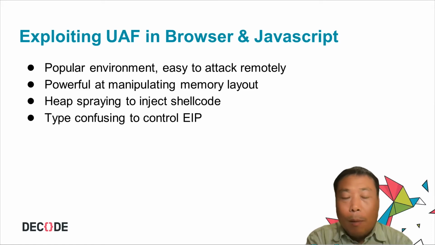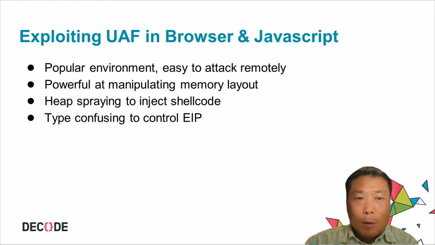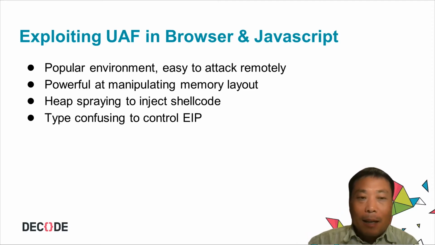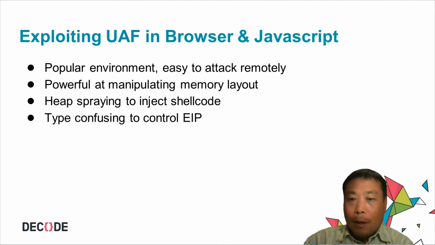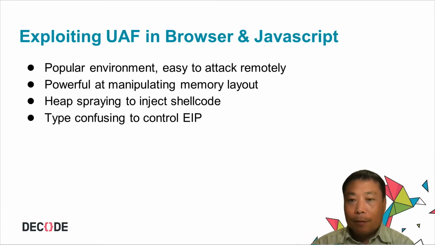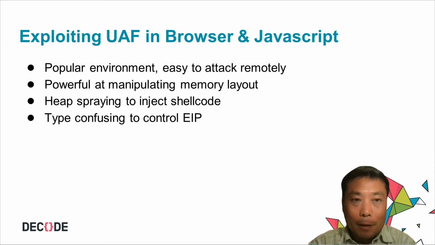So to exploit this kind of vulnerabilities, we use two major techniques. The first one is heap spraying. We'll use heap spraying to inject our shellcode into the memory. And the second one is type confusion. We use type confusion to rewrite the EIP and make the program jump to our shellcode. And from there, we take control of the computer.